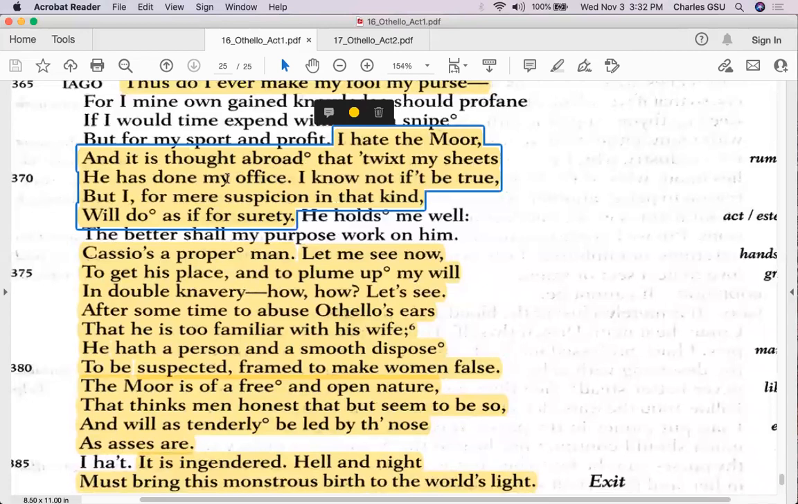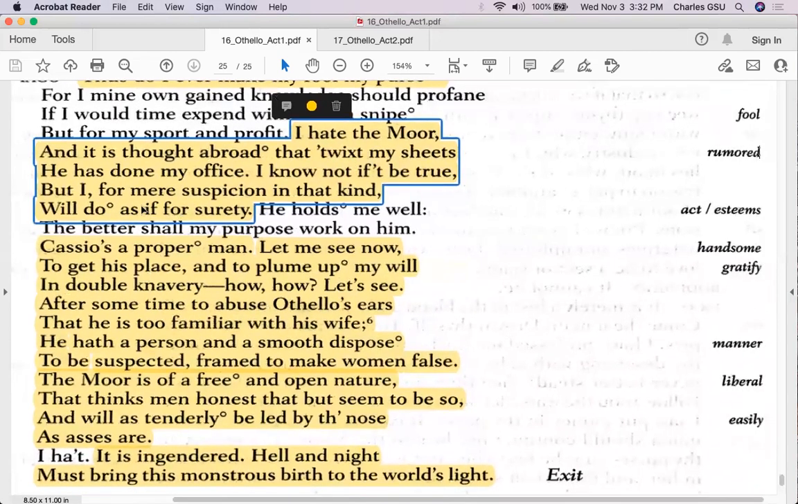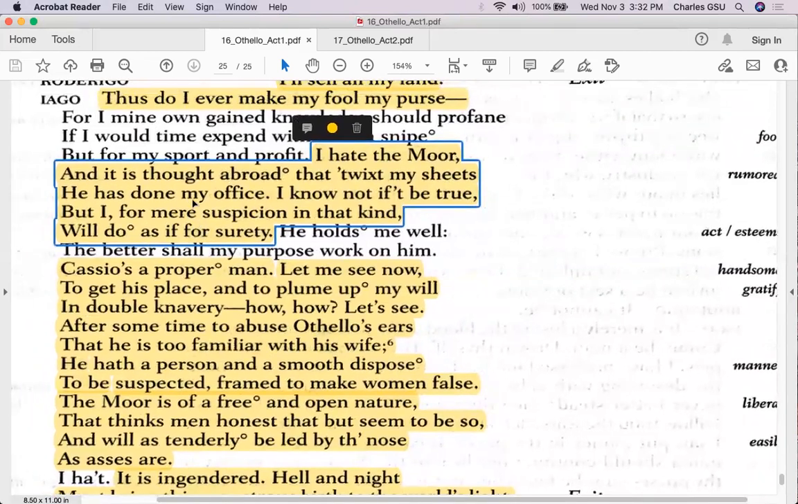And what he means by office here is his husbandly duty of having sex with his wife. And the wife of Iago is Emilia, whom we will meet. He says, I know not if it be true. So I'm not sure, because it's a rumor, but I, for mere suspicion in that kind, will do or act, take it as if for surety, meaning I'll take it for a certainty. So this is the other motivating factor for his revenge.